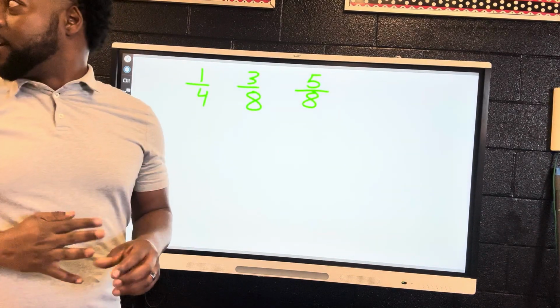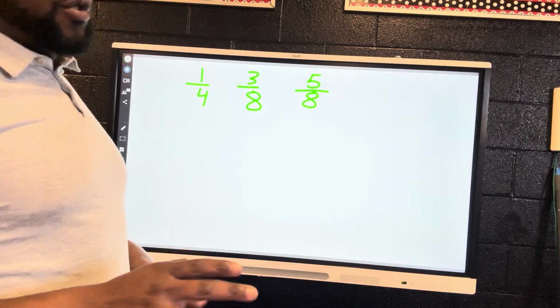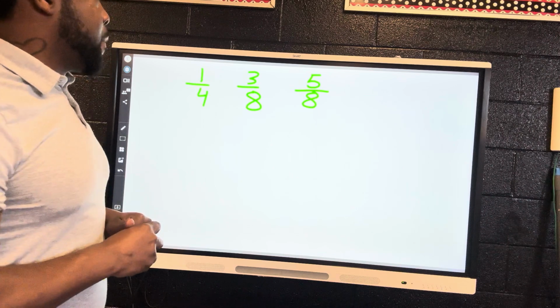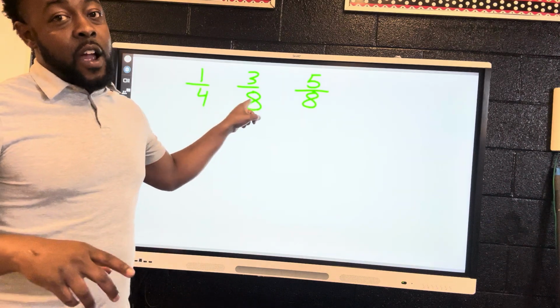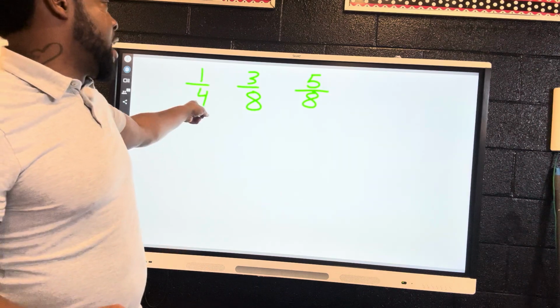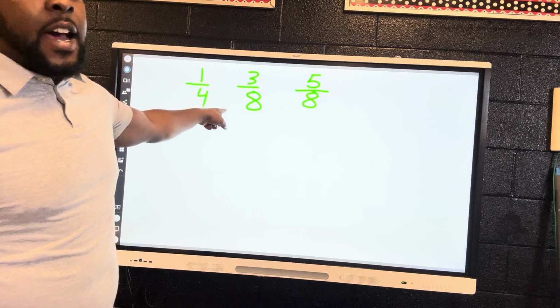All right, you guys, I'm here again. I want to show you guys one more thing, dealing with the fractions on a number line as far as this activity is concerned. Now we want to put all three of these fractions on the same number line. And usually it's easy for the students when they have all the same denominators, but I want to show you guys what we'll do if it's a different denominator, okay?